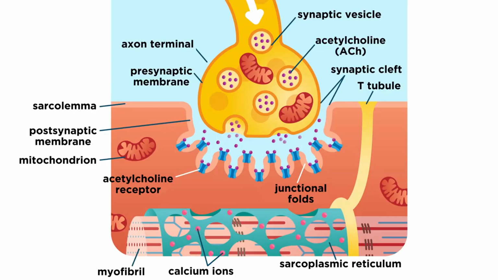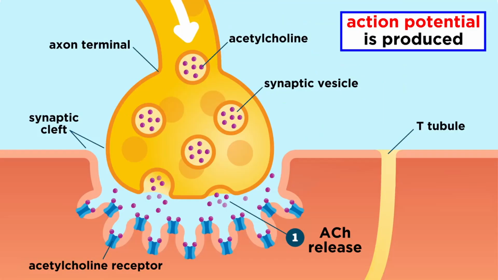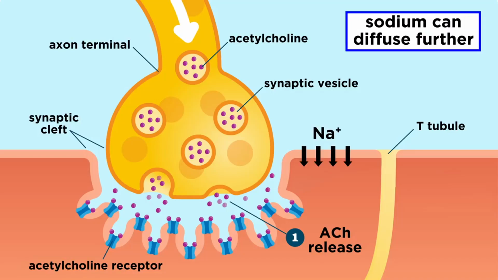When a nerve impulse reaches the end of an axon by a mechanism we will discuss later, the axon terminal will release acetylcholine into the synaptic cleft. The junctional folds contain acetylcholine receptors, so these will bind to the approaching acetylcholine, which causes a conformational change. Once a particular threshold voltage is reached, this will generate an action potential. Sodium can now diffuse into the cell anywhere along the membrane.